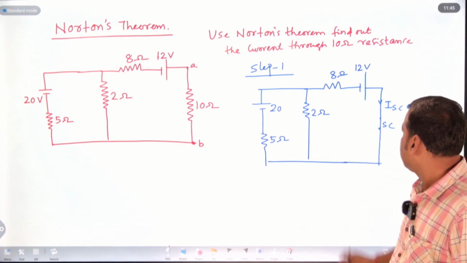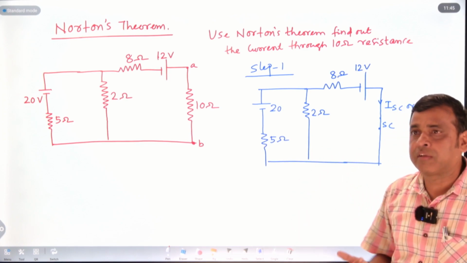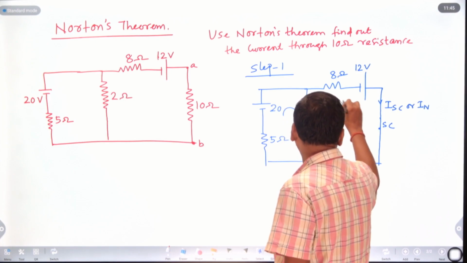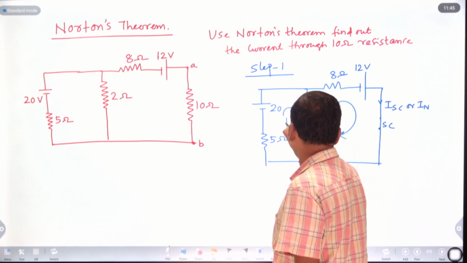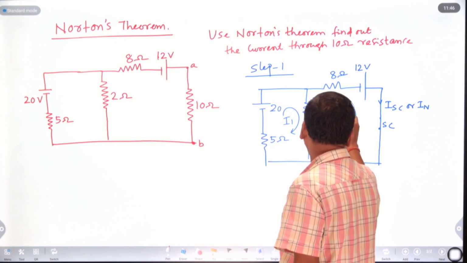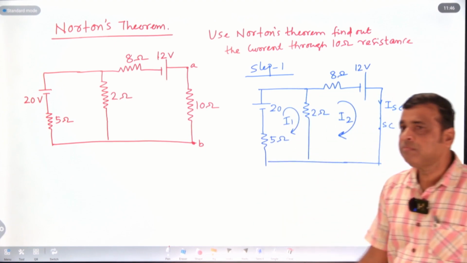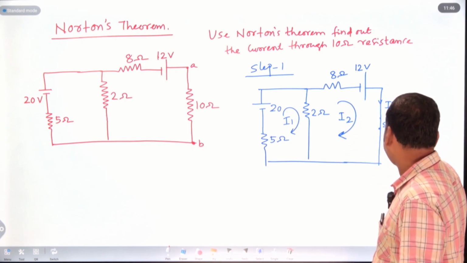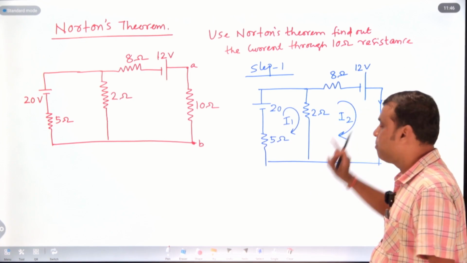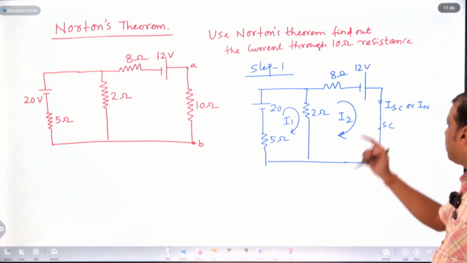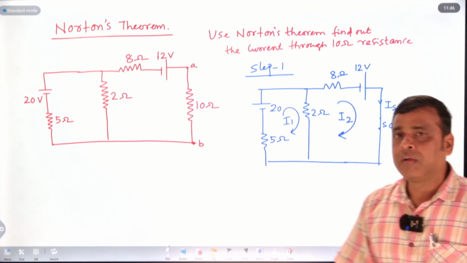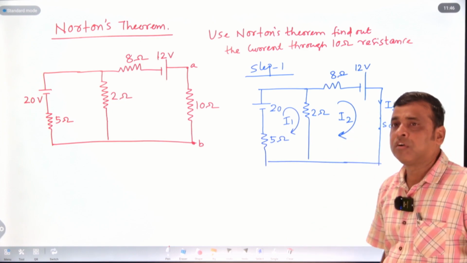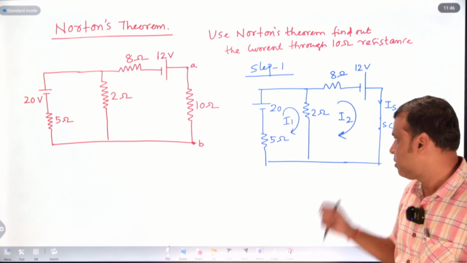So it is very easy. As I already told you, use Maxwell's loop analysis. This is one loop and this is another loop. Suppose this loop current is I1 and this loop current is I2. I2 is in series with the short circuit, so the value of ISC or IN is nothing but I2. So directly using Maxwell's loop analysis, we will calculate I2. That value of I2 is nothing but the short circuit current or Norton's current.